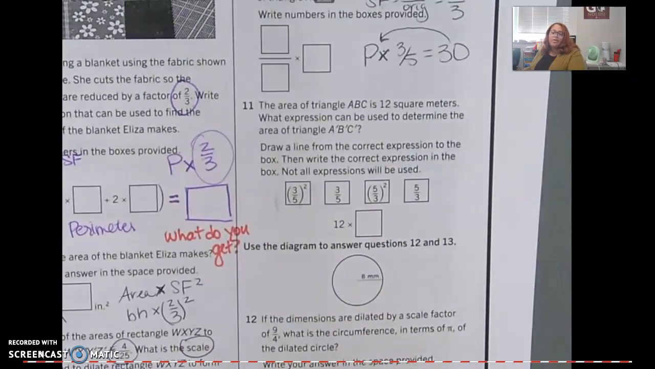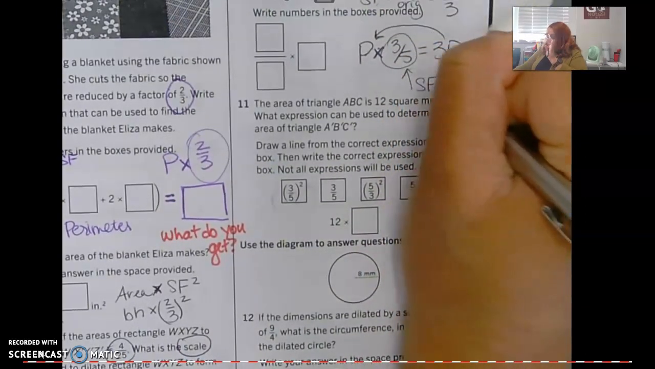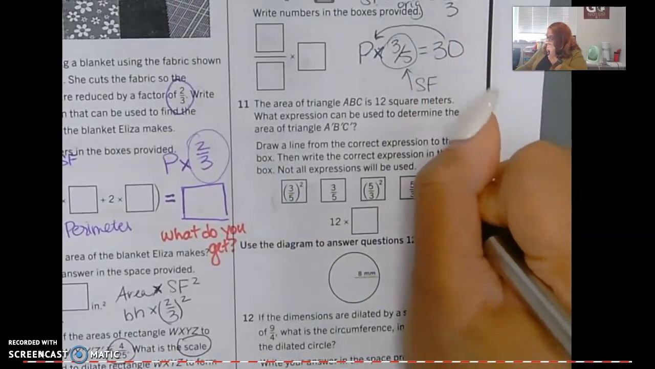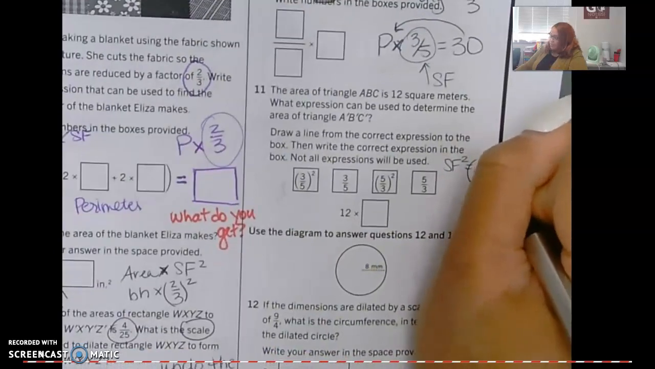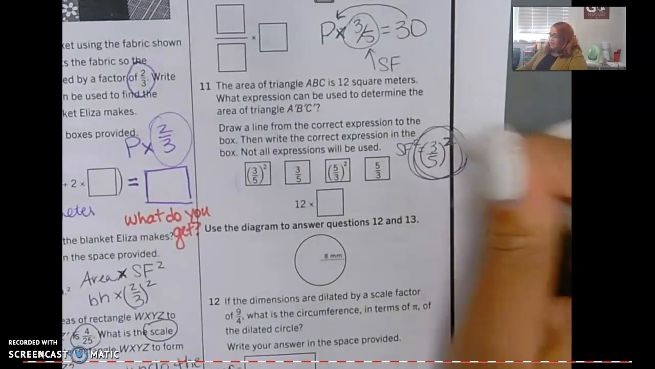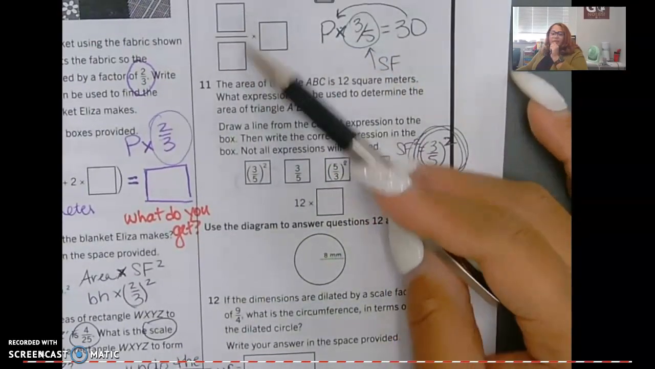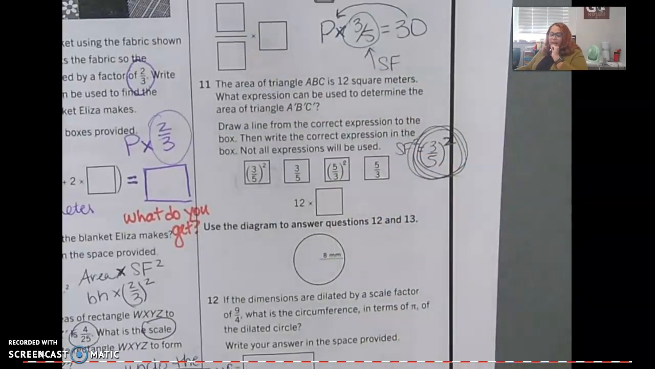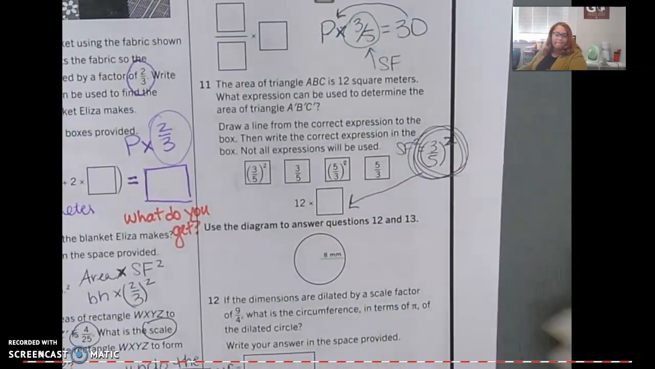The area of the triangle ABC is 12 square meters. Which expression can be used to determine the area of triangle A prime B prime C prime? So I'm using my scale factor, and I'm going to square it now. Scale factor squared equals 3/5 squared. Dee, did you fix this one right here, number 11? My scale factor is 3/5, but my inverse scale factor is going to be the flipped version of that. And I'm going to put this answer right here.